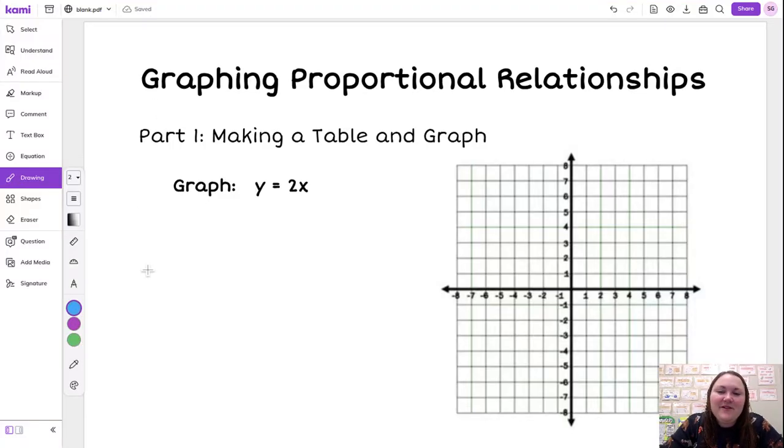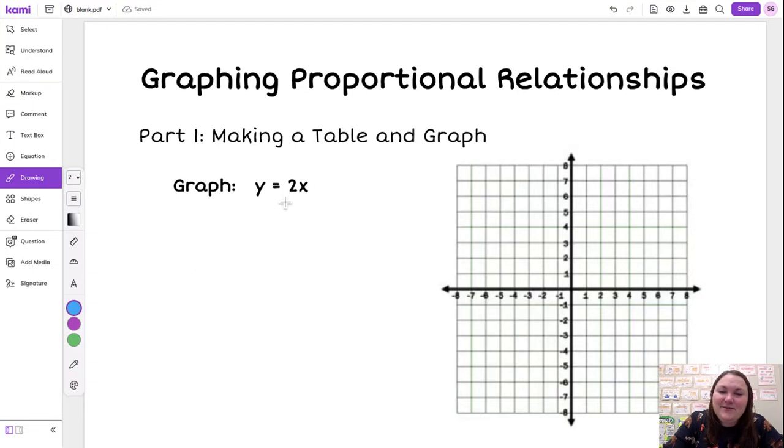The difference for this lesson and the next lesson is that instead of having a story to help us create a table and a graph, we only have the equation. Now, what we learned in our first lesson is that a table is just a list of points, and so we could use that to help us make a graph. We can do the same thing when we do not have a story.